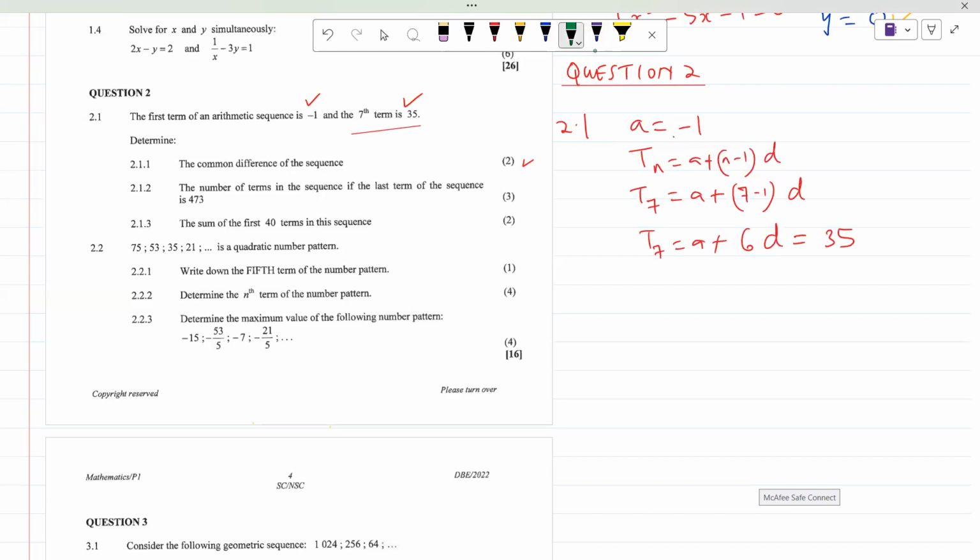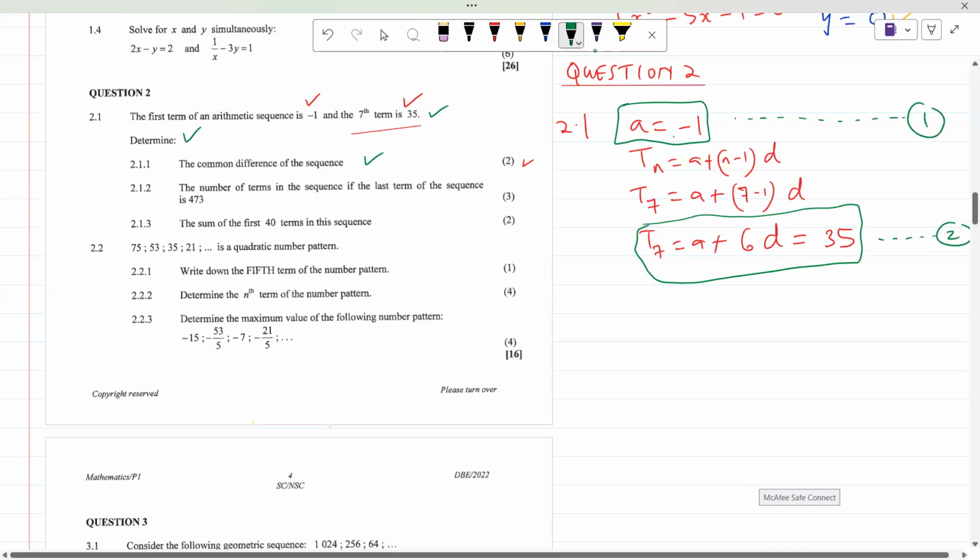Okay, then determine the common difference of the sequence. What is the common difference of the sequence? Right, okay, so we have equations. These are like simultaneous equations. So this is equation 1, and the next one is equation 2. So at this point, we substitute.